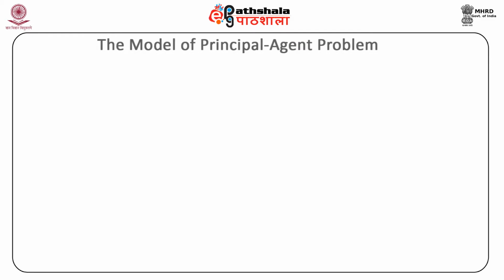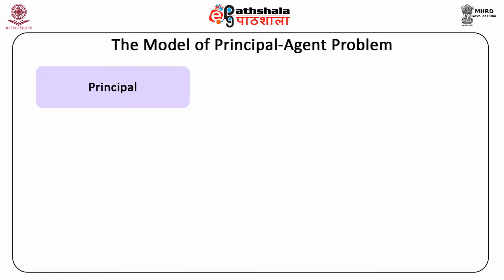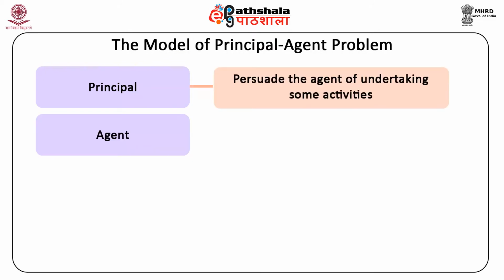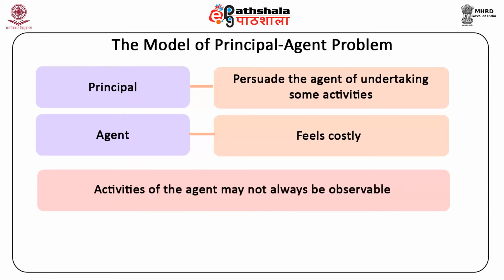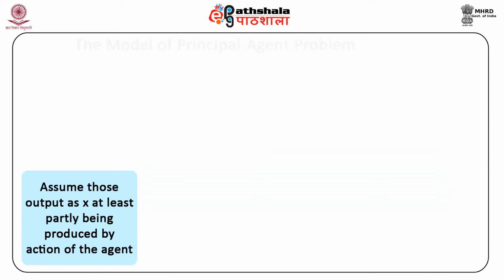Let us assume that there are two persons. One is the principal and another is the agent. The principal wishes to persuade the agent to undertake some activities which the agent feels costly. The activities of the agent may not always be observable to the principal. However, some output produced is observable to the principal. Let us assume this output as X, at least partly being produced by the action of the agent.